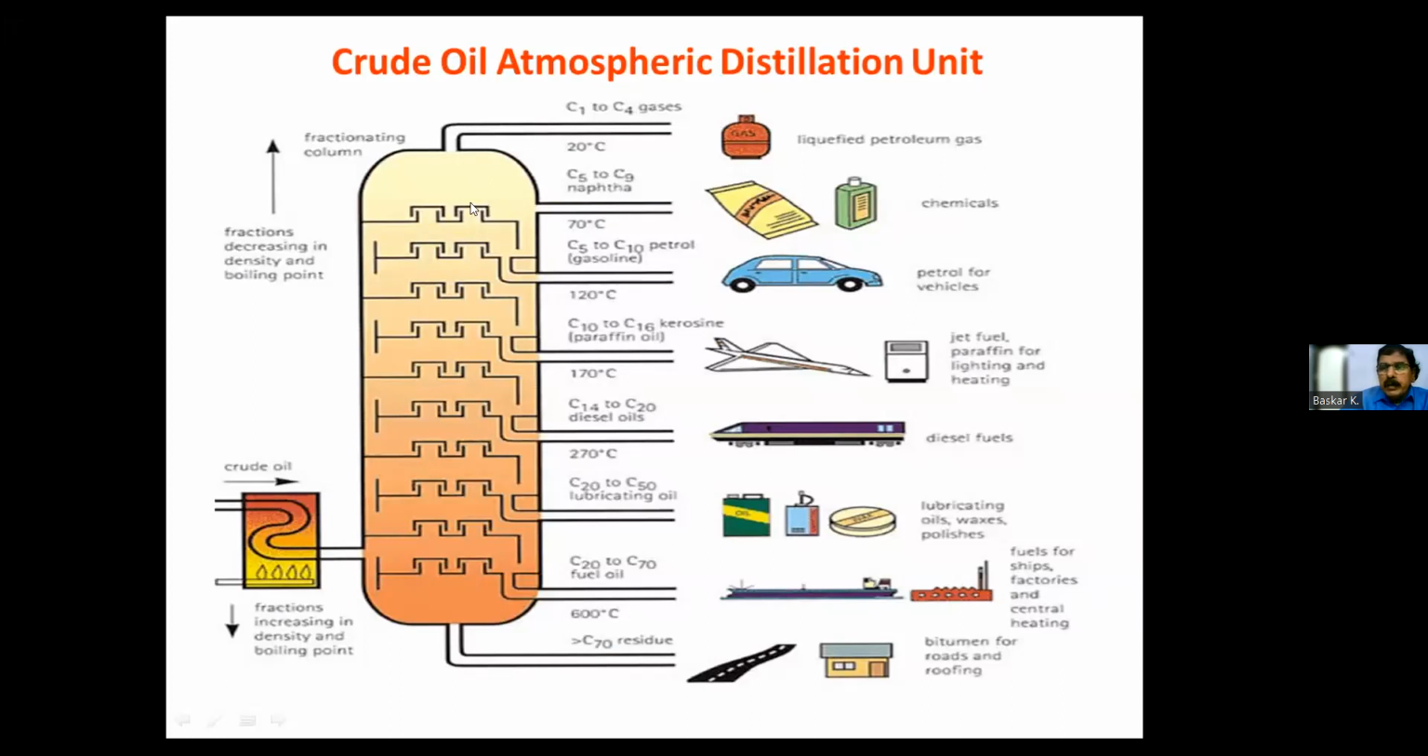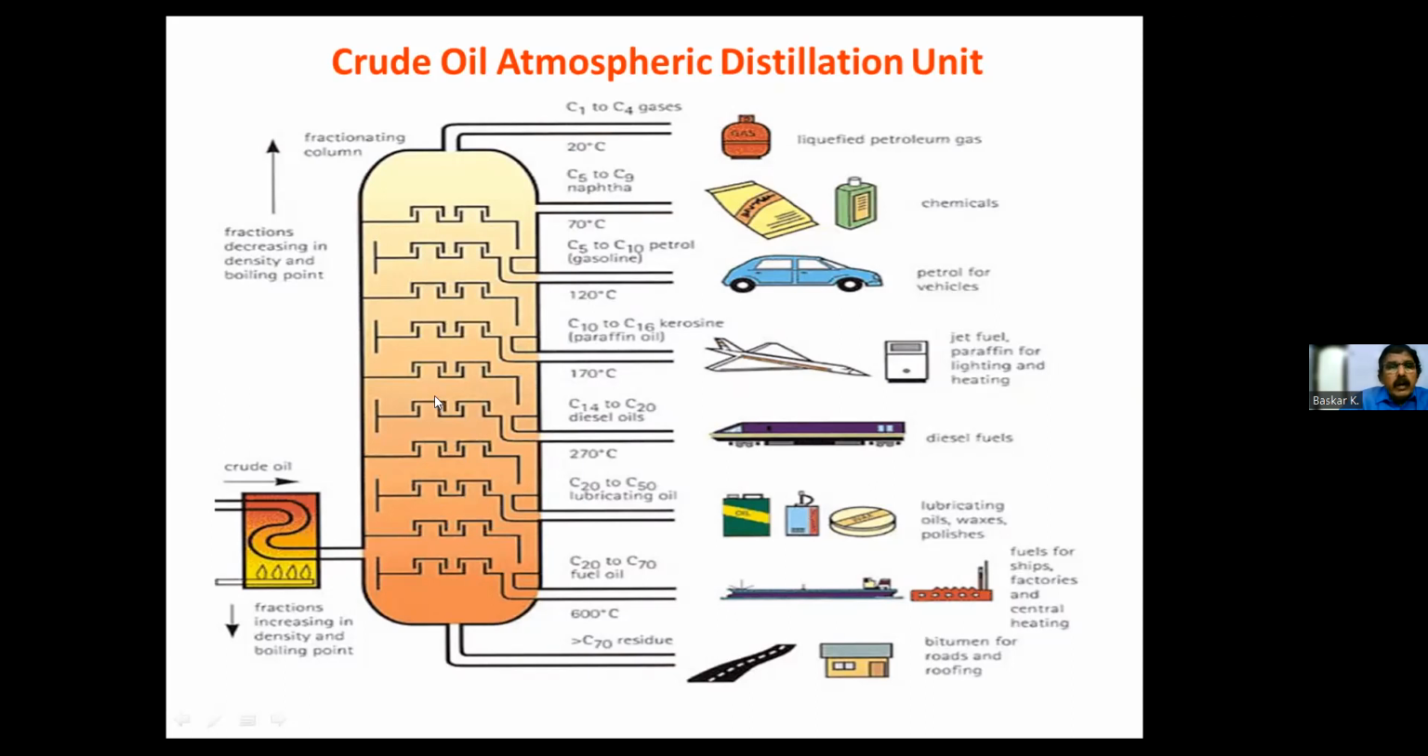The uncondensed vapor still goes to the top as C1 to C4 gases at 20 degrees. Now, you can see that the fractions decrease in density and boiling point as you go up in the tower. The density will be less and the boiling point will also be less. As you go down the tower, from top to bottom, the density and boiling point will be higher. So this is the logic.